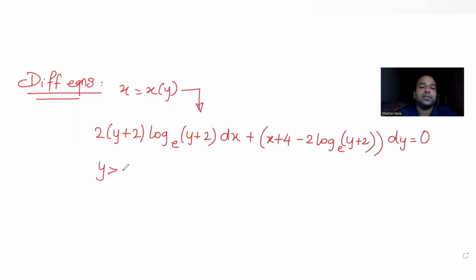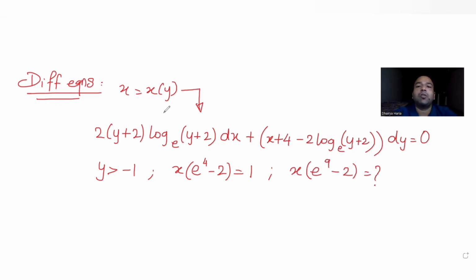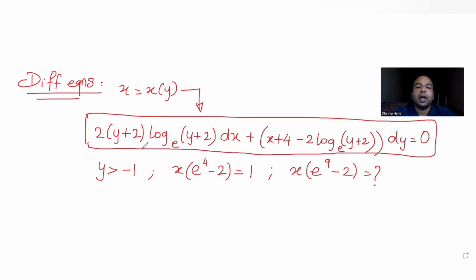We have been given y > -1, and we have also been given that x at y = e^4 - 2 is equal to 1. So x(y) is a solution of this differential equation, and at y = e^4 - 2, x equals 1. We have been asked to find, at y = e^9 - 2, the value of x. Let's solve this differential equation.